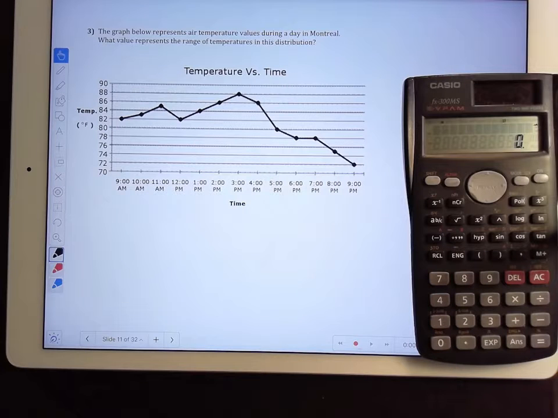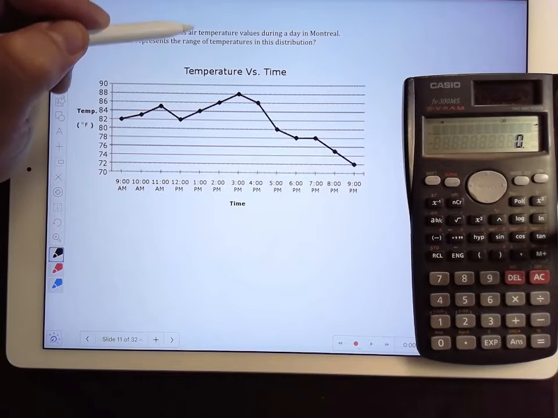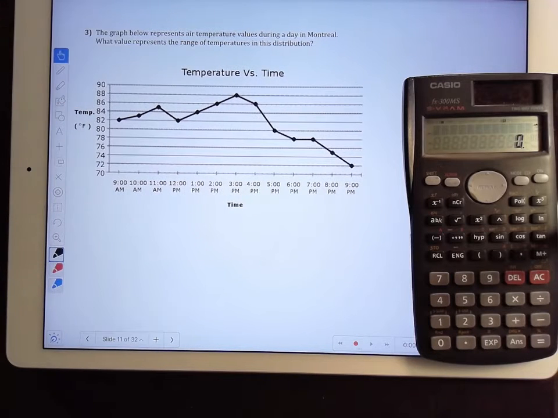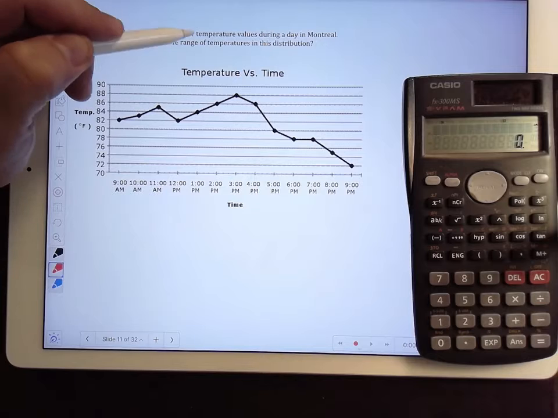So we're taking a look at range number 3. The graph below represents air temperature values during a day in Montreal, so in other words, the temperature outside. What value represents the range of temperatures in this distribution? And so we can see here the key word is range.